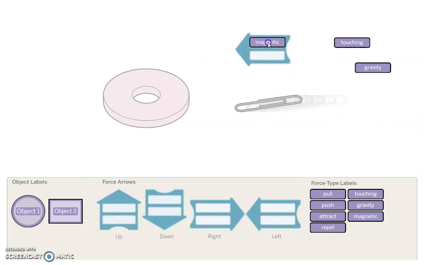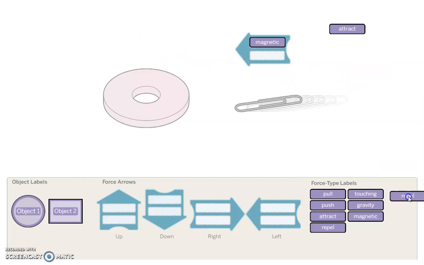Yeah, we have a magnetic force. The magnet isn't touching the paperclip, so it can't be a touching force. And it's not gravity pulling the paperclip down, so it can't be gravity. So right here we have attract and repel. Let's remember about what attract and repel was. What was repel? That was kind of like pushing something away. So in this, does it look like the magnet is pushing the paperclip away?